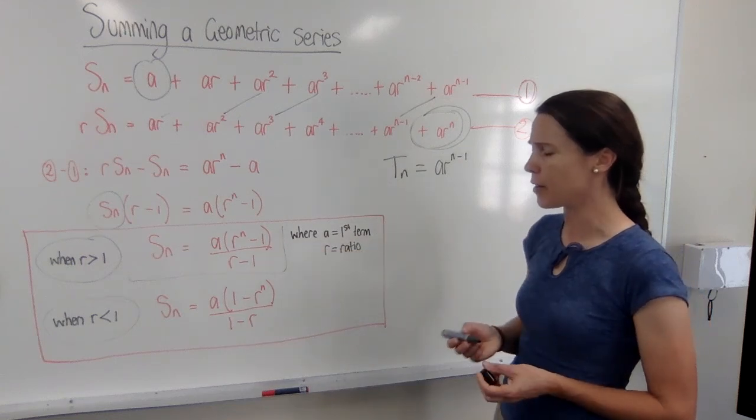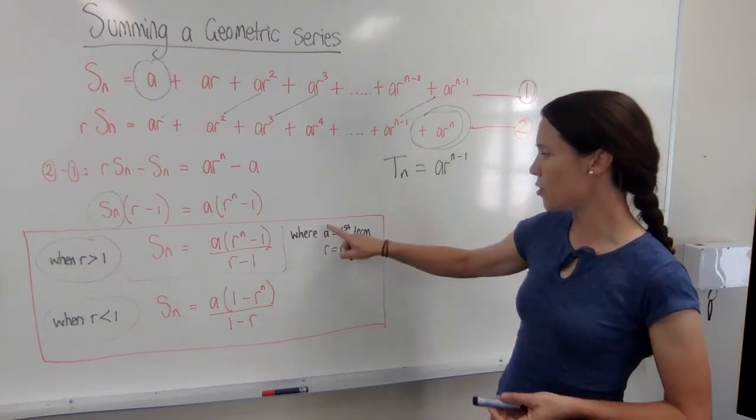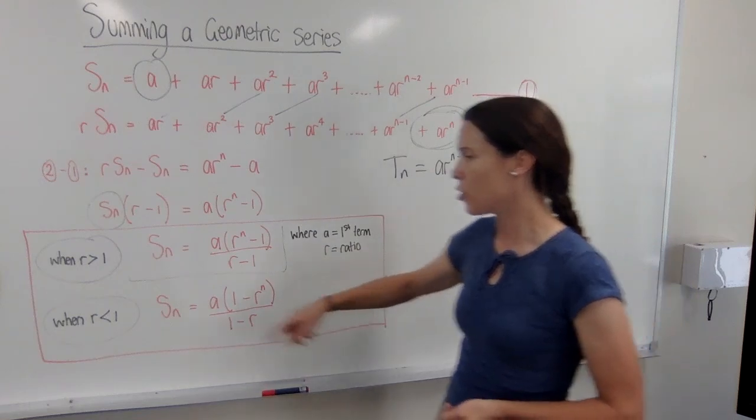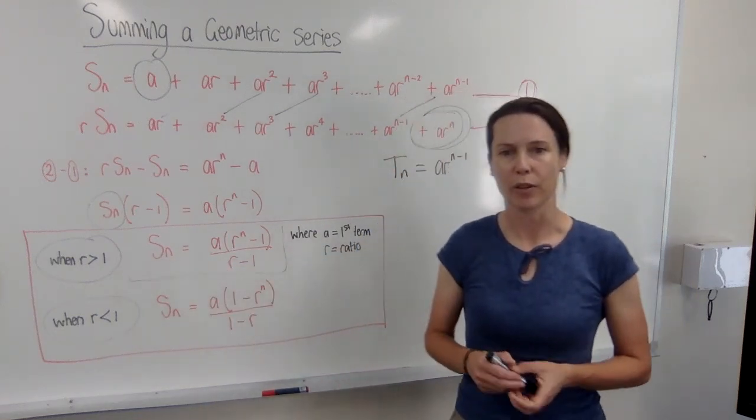Now you can throw anything you like into that formula. As long as you know the first term and the ratio, you can find the sum of any number of terms in a GP.